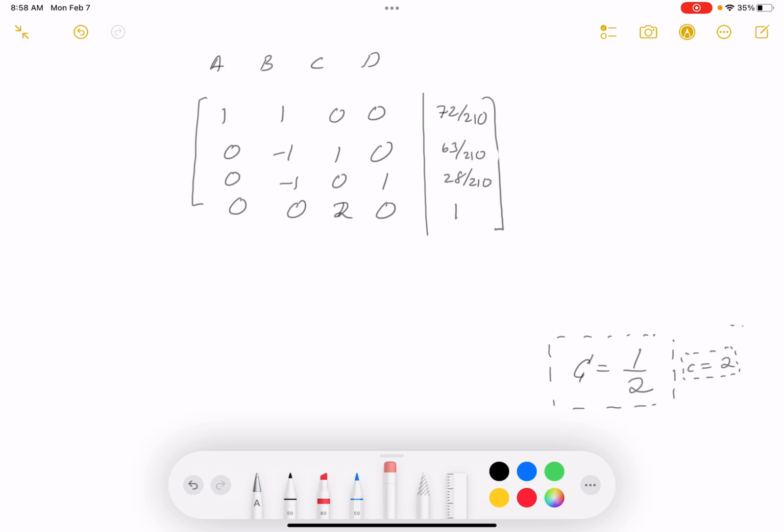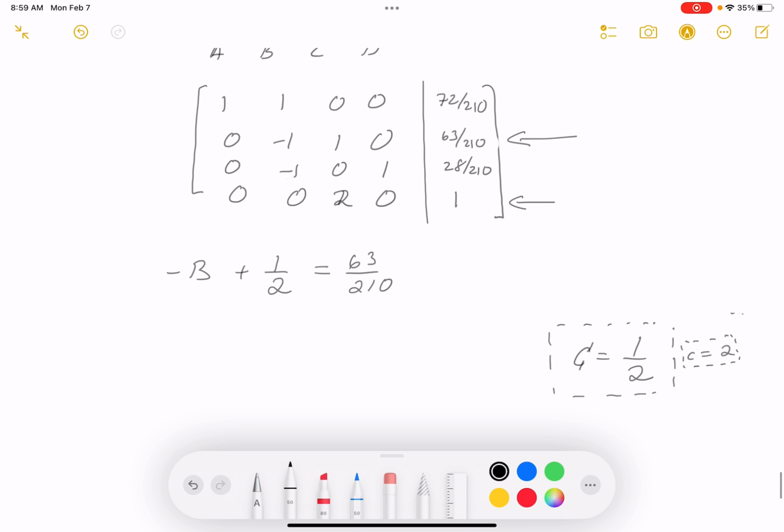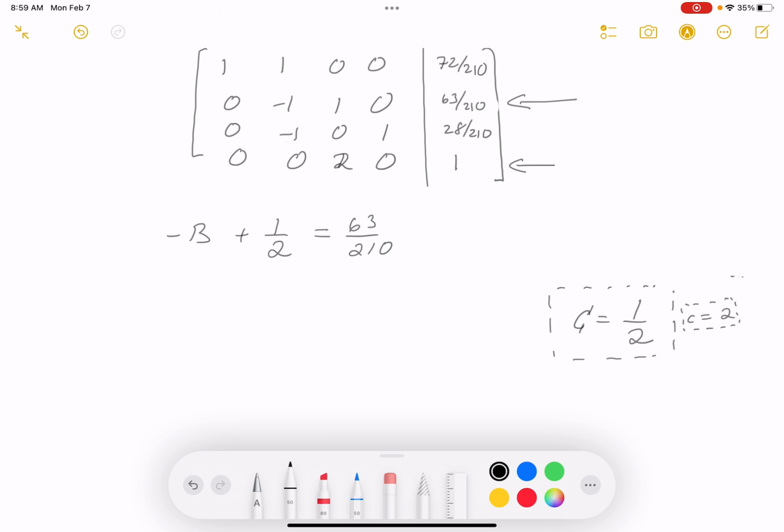And I want to continue to work through the arithmetic on the problem, or the algebra. And I got to pick another row. The row I'm going to pick, I think this one's exhausted, so I'm going to go to this row now and see what I come up with. And what does it give me? It gives me minus b plus c. C is a half, right? Is equal to 63 over 210. Well, maybe I should get that half in terms of 210 again, right?